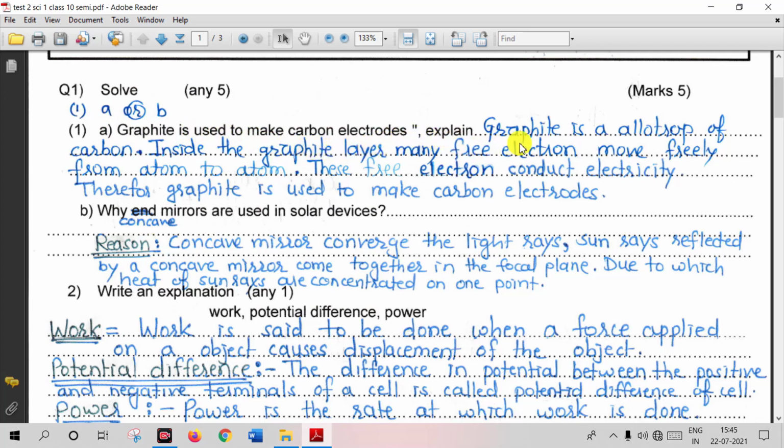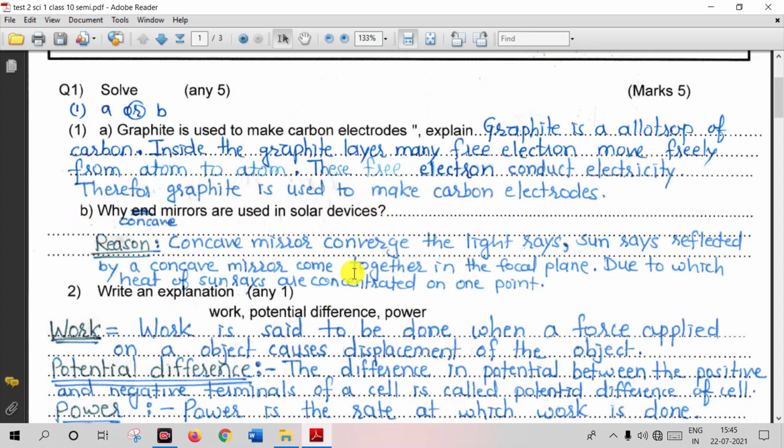The explanation of this question is, graphite is an allotrope of carbon. Inside the graphite layer, many free electrons move freely from atom to atom. These free electrons conduct electricity. Therefore, graphite is used to make carbon electrodes.